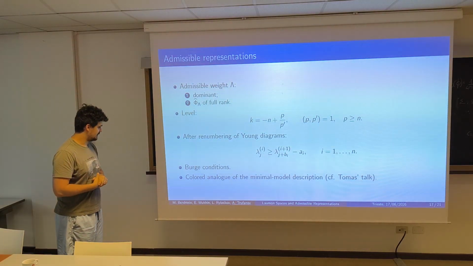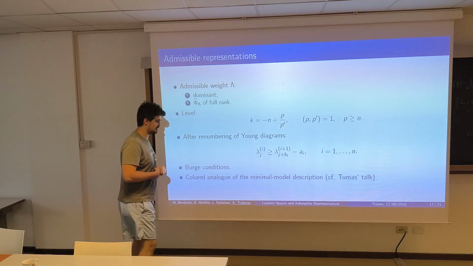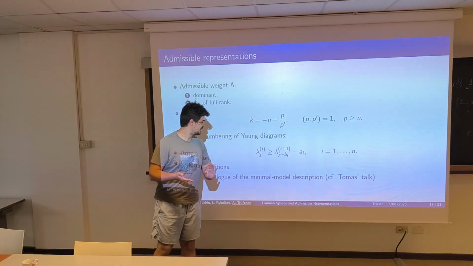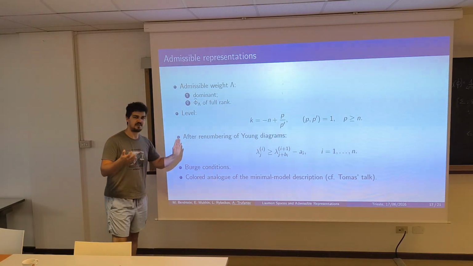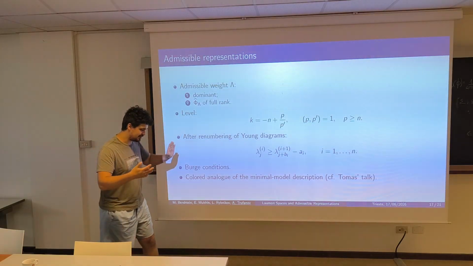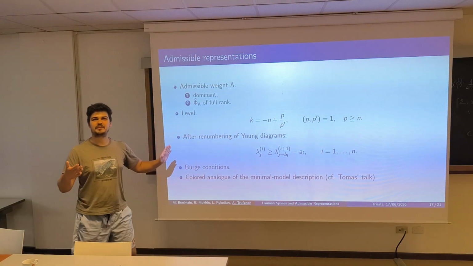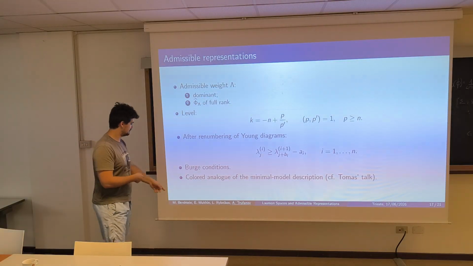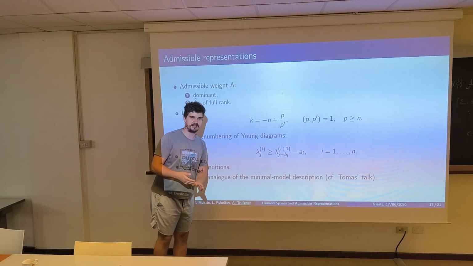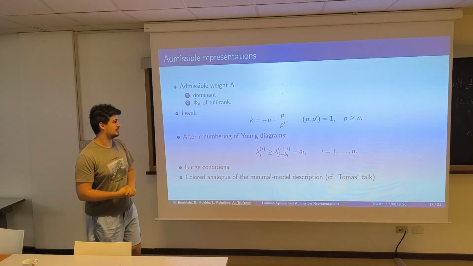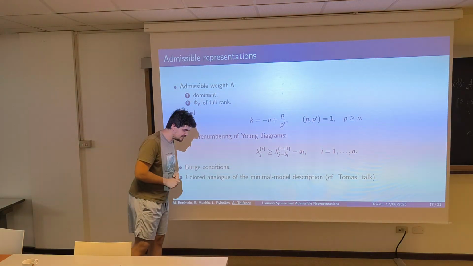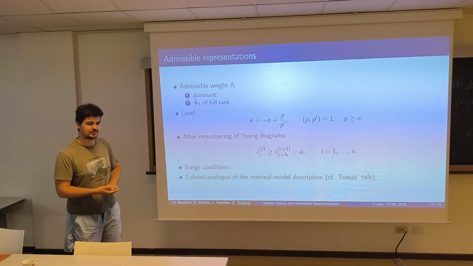If you remember, yesterday Thomas was talking about this at the beginning of his talk. He explained them. He showed us some pictures with plane partitions and minimal models. What we are doing is a colored analog of this process. Why colored? Because you have a GL_N weight, so in fact there is color.